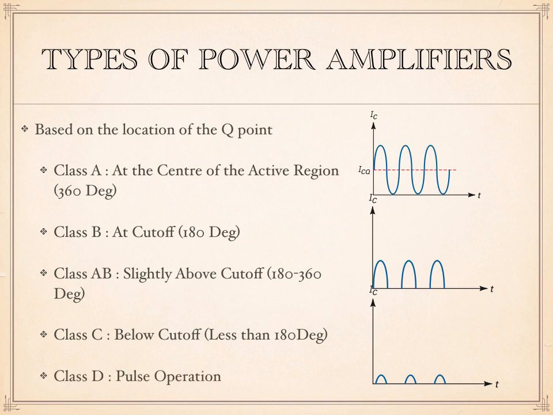Class D is a special type of power amplifier. This amplifier works on digital signal or pulse signals. The input analog signal is first converted to digital signal, it is amplified and then converted back to analog signal. We will discuss all these amplifiers in detail in coming videos.